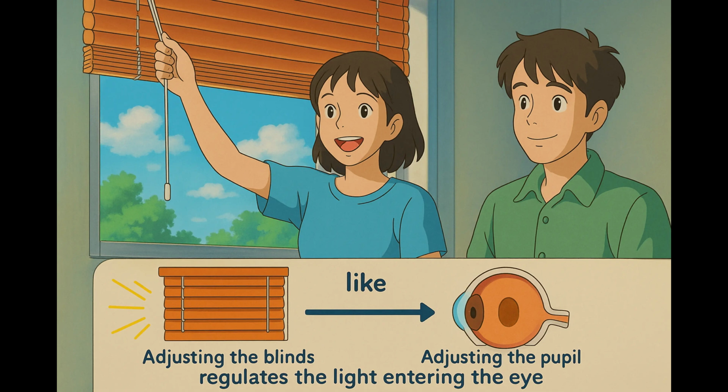It adjusts its size to control the amount of light entering the eye, ensuring you can see clearly without being overwhelmed by brightness. Just like you manipulate the blinds to manage light levels in a room, your pupil expands or contracts to regulate the light entering your eye, maintaining optimal vision.